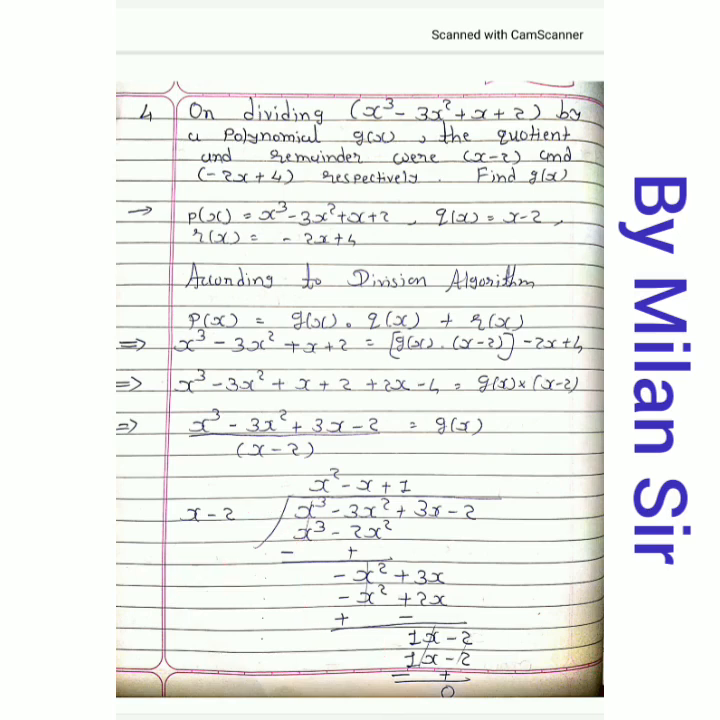Then we need to change the sign. Plus is converted in minus, minus is converted in plus. So 1x cuts, 2 cuts, finally the remainder is 0. Okay. So what is the answer of this division? It is x square minus x plus 1. This is our g of x. Our answer of this division is g of x, that is x square minus x plus 1.